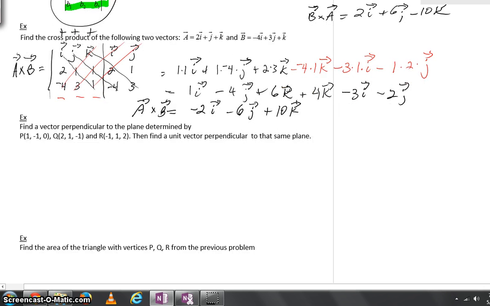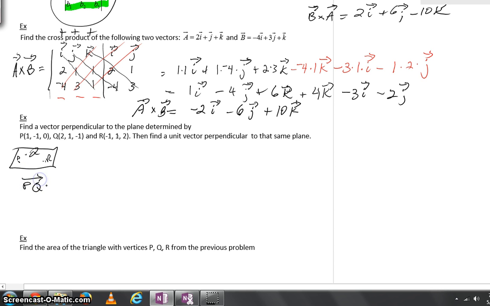Okay, for our next problem, let's just say that we have a vector perpendicular to the plane determined by these 3 points. Find a unit vector perpendicular to that plane. So imagine that we've got a plane, a flat surface, and we've got points P, Q, and R, and we'd like to find a vector that's perpendicular and a unit vector at that. Whenever you're looking for a perpendicular vector, the cross product is the way to do it. And dare I say, you want to go back to head minus tail.